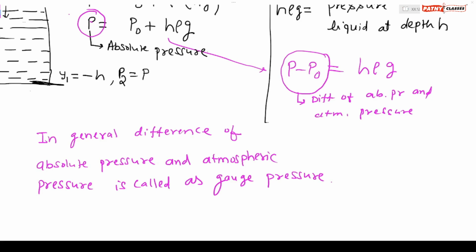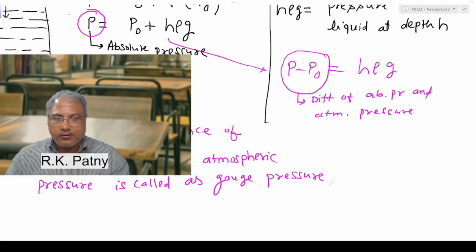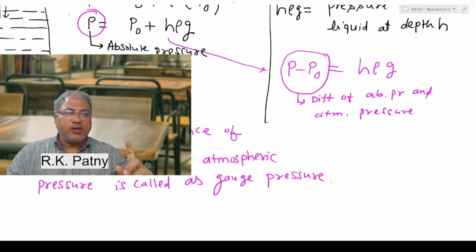So in this video we have understood what exactly absolute pressure is, what gauge pressure is, and what exactly the difference between absolute pressure and gauge pressure is. So the difference of absolute pressure and atmospheric pressure equals gauge pressure. This is a very important concept in physics.